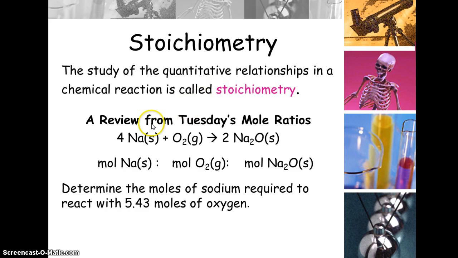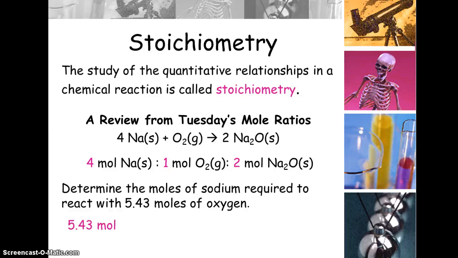So, to review from what we did yesterday, we talked about mole to mole conversions. First off, we have a balanced equation. This means that for every 4 moles of sodium, there's going to be 1 mole of oxygen and 2 moles of sodium oxide. So take a minute, pause this video, and figure out how many moles of sodium you need to react with 5.43 moles of oxygen. Pause this video here, solve this problem, and check back when you have solved it.